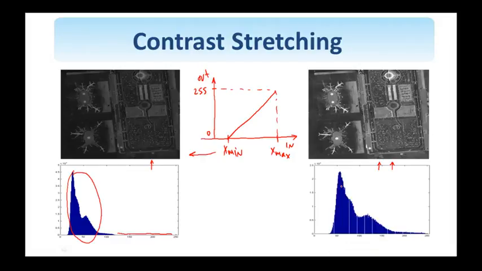So while the intensity values were stopping around 120 or so, here we see that there are now higher intensity values that were generated in the processed image.